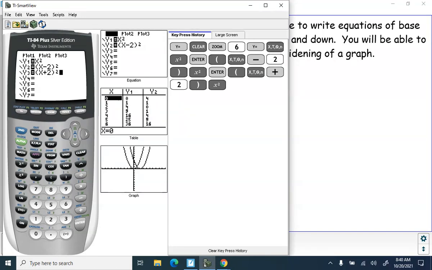Now what will happen is your Y1 will come up first, your Y2 will come up second, and your Y3 will come up third. Okay, so when you go to your graph, you'll get 3 graphs there. Here's your Y equals X squared. Here's your Y equals X minus 2 quantity squared. And then here's Y equals X plus 2 quantity squared.